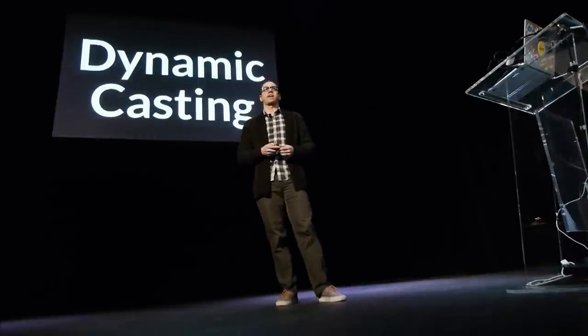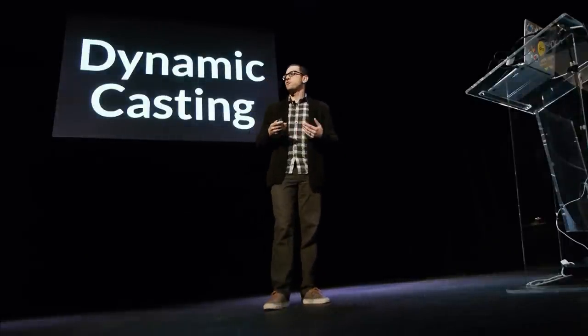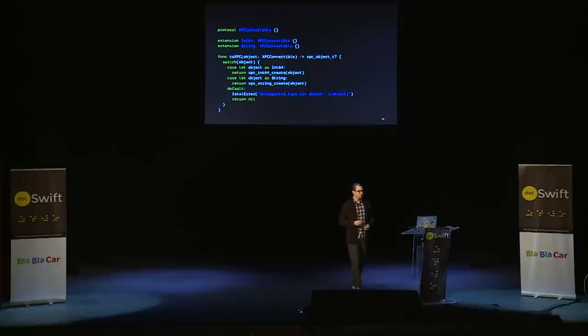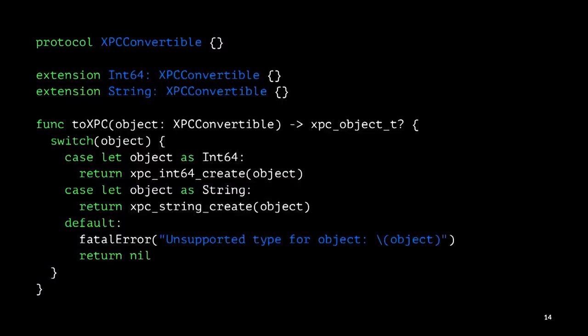Approach number two is kind of a substitute for instance reflection, or kind of a substitute for the Objective-C equivalent of isKindOfClass. And that's the dynamic casting keyword as question mark. And so one way that you could do this, for example, this is used in Swift XPC. It's a bridge that'll convert native Swift types to XPC types. XPC is an inter-process communication protocol that Apple uses. And so in this case, we're passing in an object that could either be an int64 or a string. In any case, it conforms to XPC convertible.